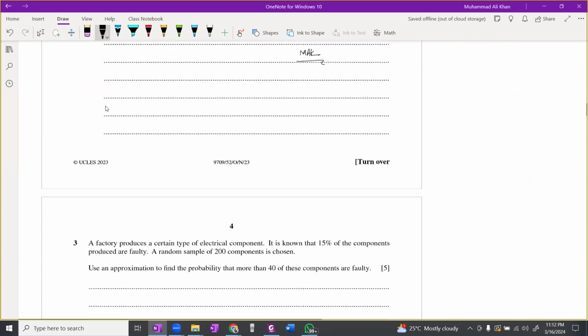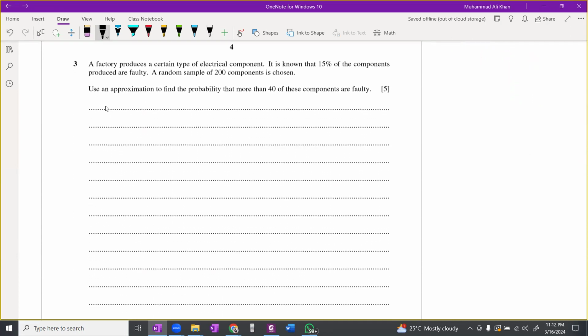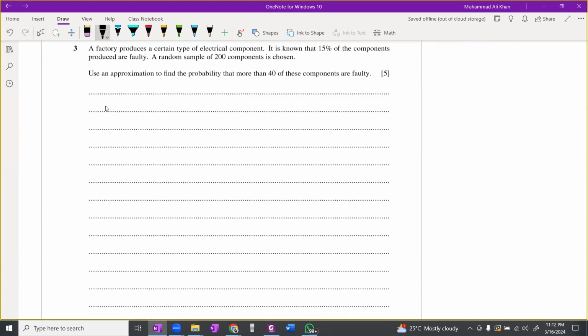After that, what we have in question number 3? In question number 3 is a factory produces a certain type of electrical component. It is known that 15% of the component produced are faulty. A random sample of 200 components is chosen. Use an approximation.